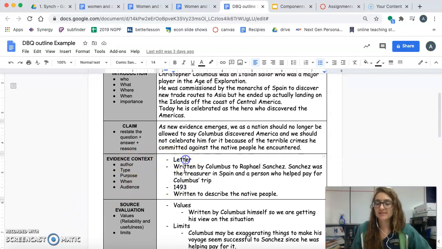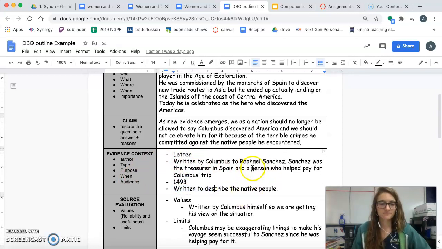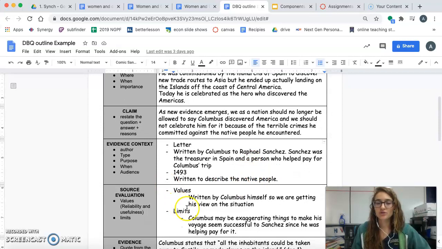My first piece of evidence is a letter. It was written by Columbus to Rafael Sanchez, who was the treasurer of Spain. It was written in 1493, and the purpose is to describe the native people. Now I need to evaluate it. You can also do this in bullet points. But remember, you cannot just say value, primary source. Value: it's a primary source because it was written by Columbus, so we're getting his view on the situation. That's why it's valuable. Just because it's a primary source doesn't make it inherently valuable. You need to tell me why.